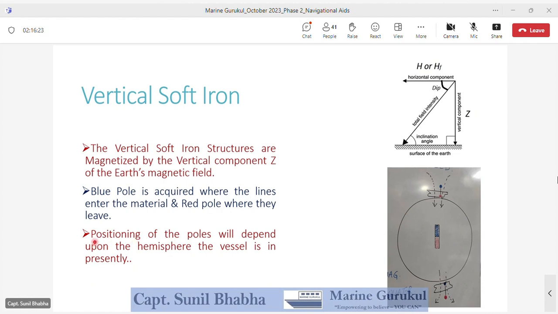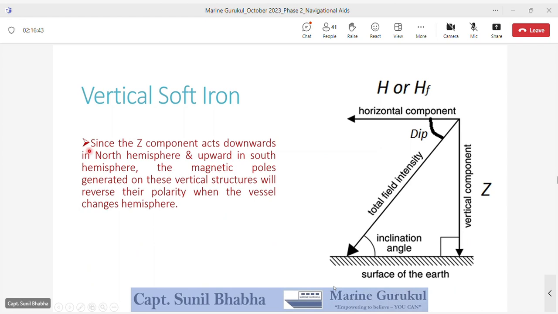So it is mentioned in this last point here, positioning of the poles. That means whether the blue pole will be on top of a vertical structure or the red pole will be on top of a vertical structure will depend upon the hemisphere the vessel is in presently. The same thing which we just now mentioned, since the Z component acts downwards in the northern hemisphere and it acts upwards in the southern hemisphere, the magnetic poles generated on these vertical structures, the VSI, will reverse their polarity when the vessel changes its hemisphere.